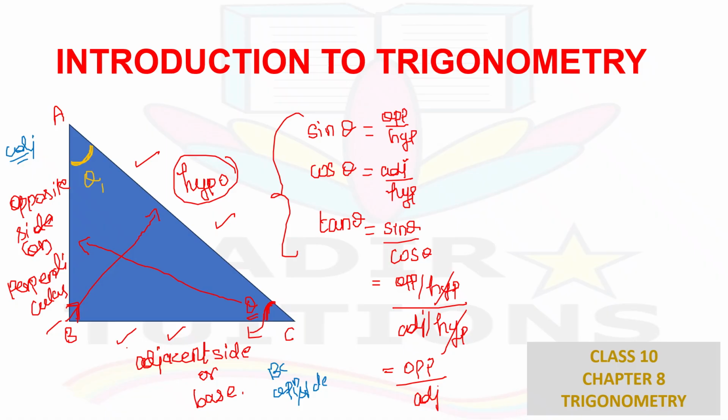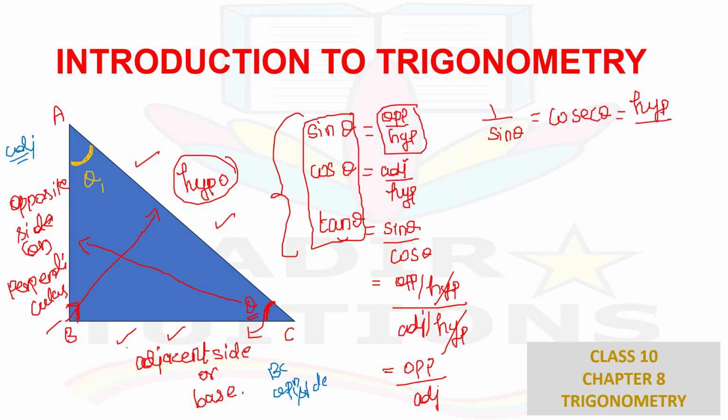For all these three basic trigonometry ratios, we also have the reciprocals. So what is the reciprocal of sine theta? It is 1 by sine theta. The reciprocal of sine theta is named cosecant theta. So what is the reciprocal of this ratio? We can write this as hypotenuse by opposite. And the reciprocal of cos theta is going to be secant theta. With respect to the ratio, we can write this as hypotenuse by adjacent.